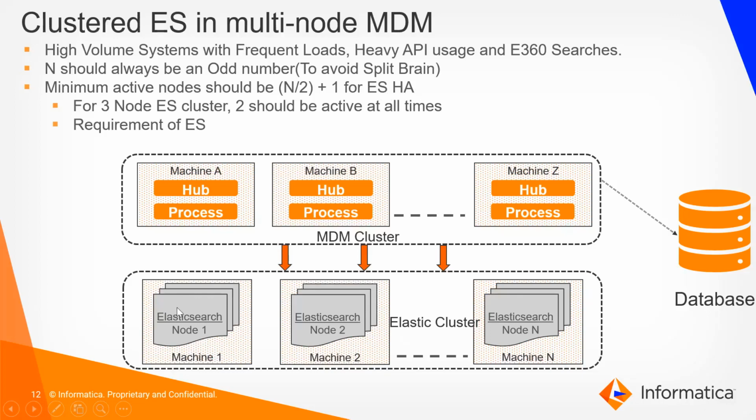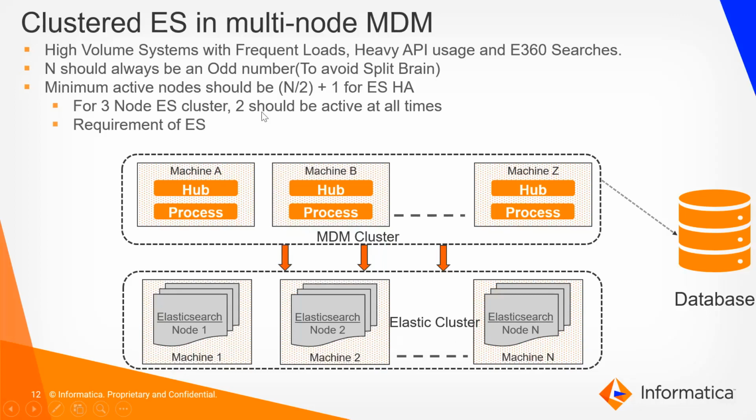For example, if I have 3 nodes and one of the nodes goes down, the 2 nodes should always be up and running for Elasticsearch to be able to serve requests. If 2 nodes go down, then the whole Elasticsearch cluster will not be able to serve requests, because the minimum number of active nodes that should be available all the time is n/2 + 1. So for a 3 node cluster, 2 should be active at all times. One node failure is possible.